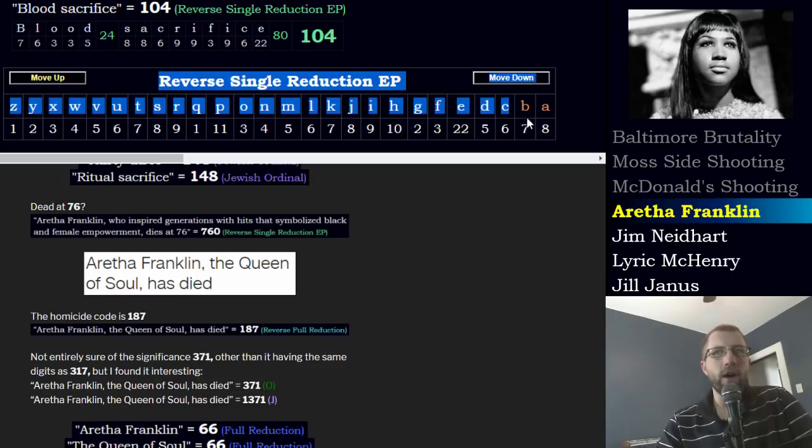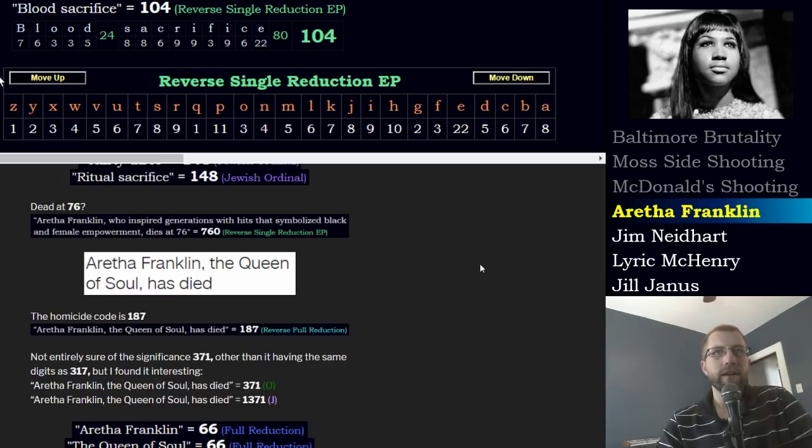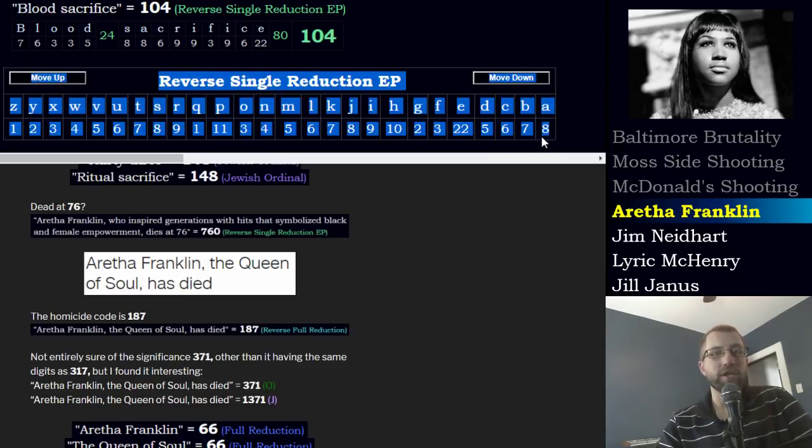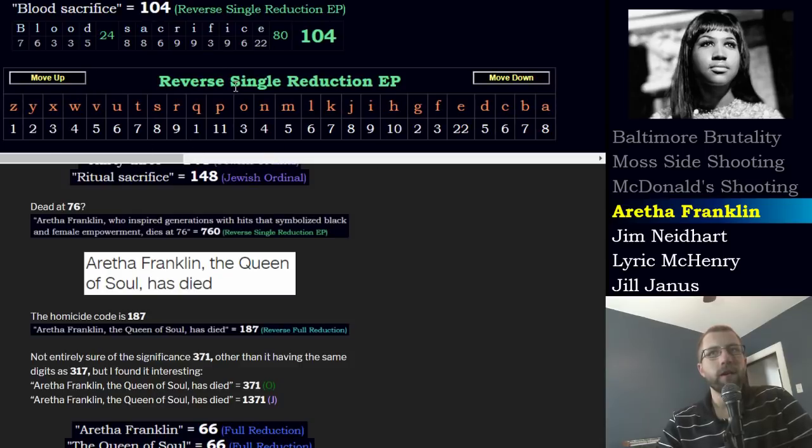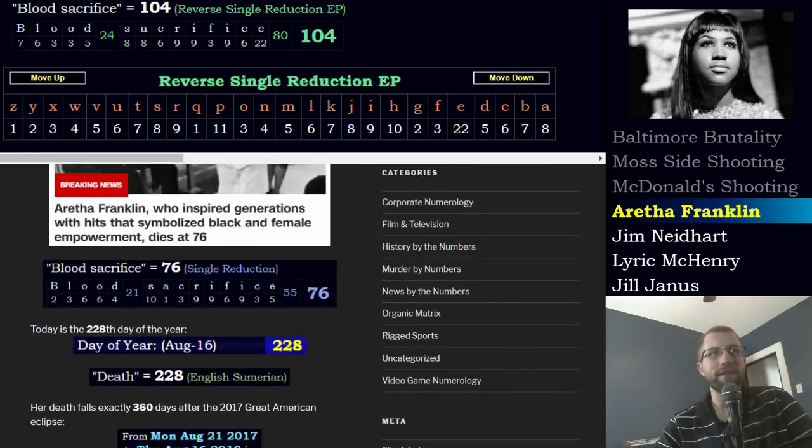This cipher, by the way, all exceptions, consider this like the opposite of full reduction. Because in full reduction, it's just the alphabetic order down to a single digit. But with all exceptions, we reverse the order, we only reduce once, and we don't reduce master numbers, 11 and 22. So this still holds true to the rules of numerology. It just uses all exceptions. So yeah, this Gematria, 760 in that cipher. She's dead at age 76.